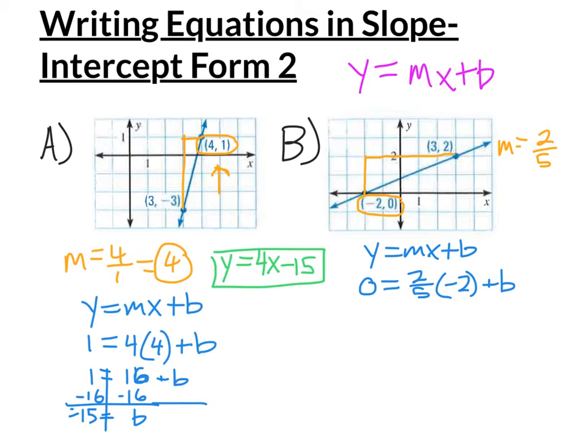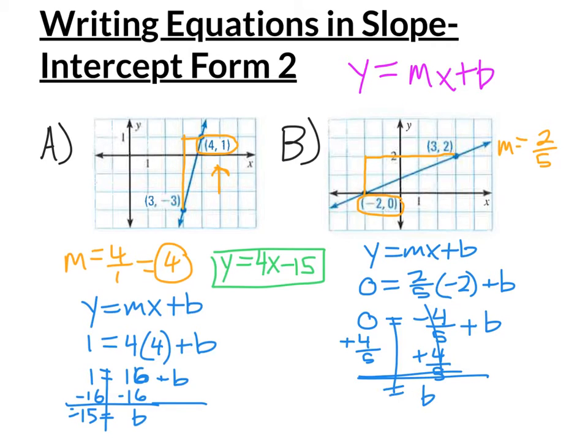So now I need to simplify 0 equals 2/5 times negative 2. I can think of that as negative 2 over 1. It's going to give me negative 4 over 5 plus b. And now to solve for b, I just add 4 over 5 to both sides. And see, that 0 came in handy because that's going to leave me with b equals 4 over 5.